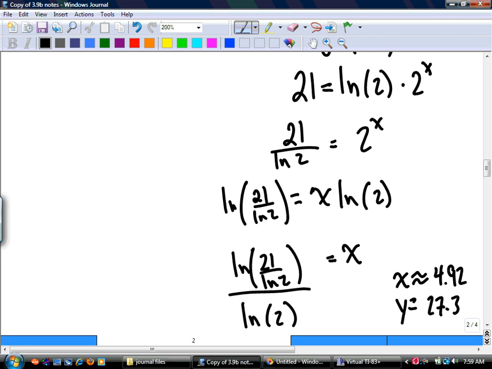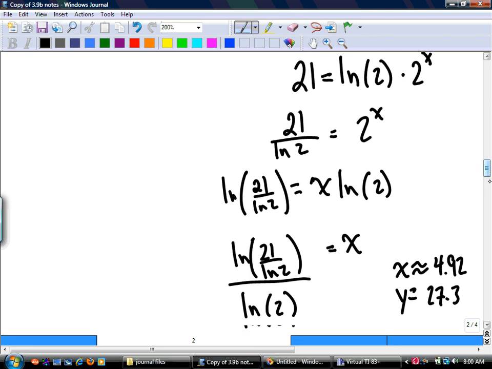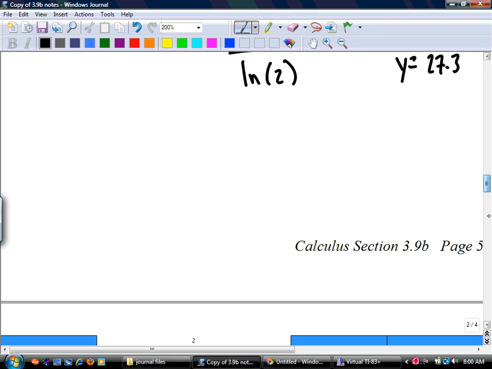If you don't believe me, what do you do? Graph it in the calculator. Use the second trace, dy over dx. Hit 4.92. Enter. It should give you a number close to 21. If you don't believe me, check it out. Okay, flip the page.